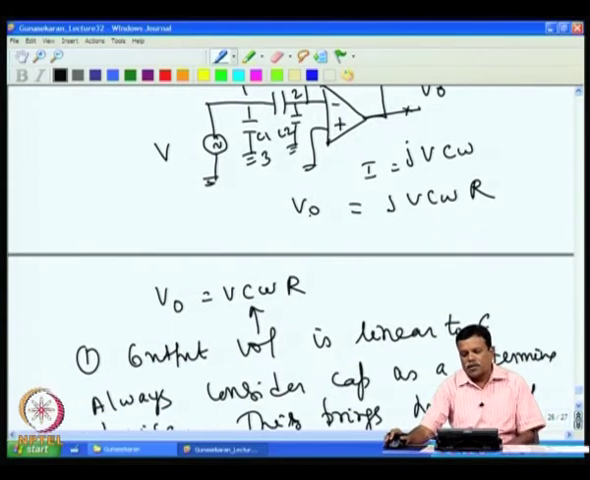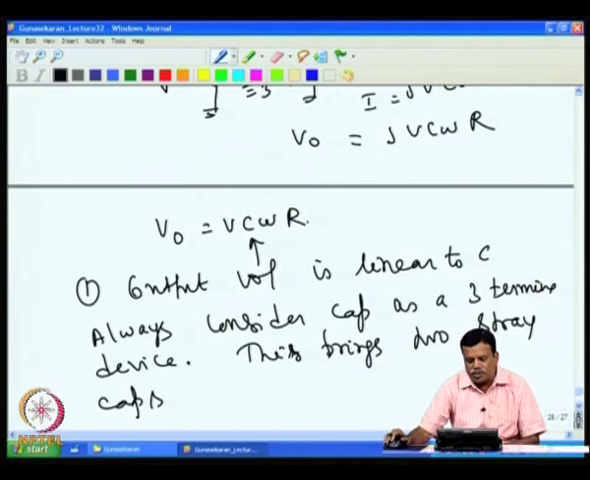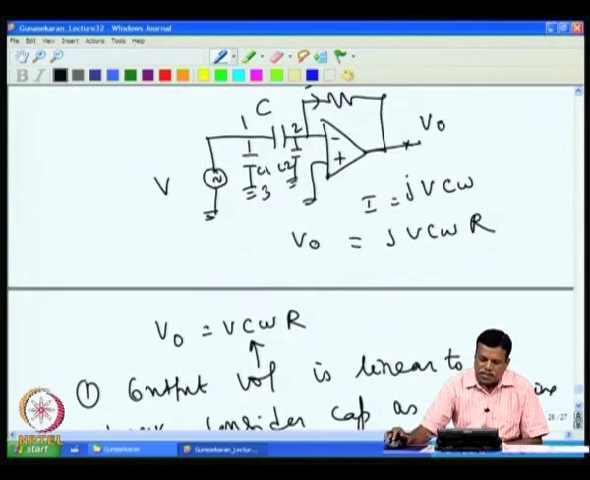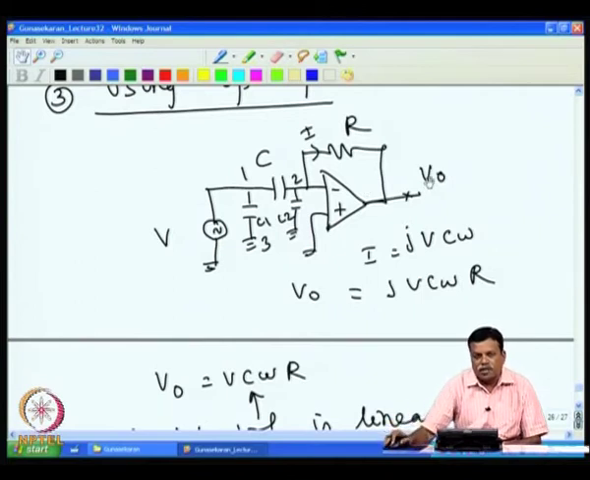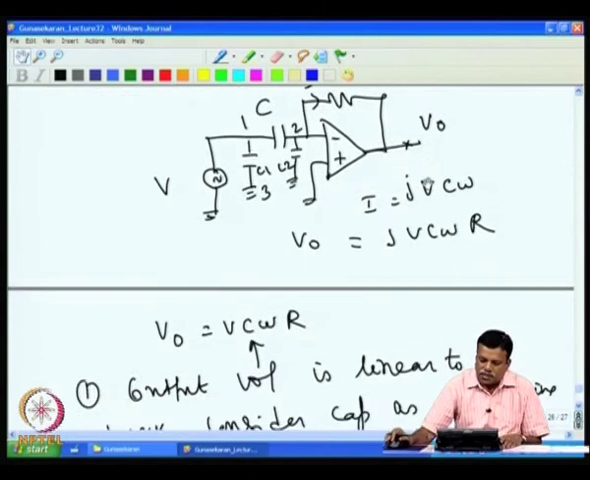Now, C1 and C2 are not producing any appreciable voltage at the output. This is because C1 only loads the source. As long as the source impedance is low, C1 has no effect on the output. Similarly, this point is at virtual potential, because this is 0, so this is also 0. So, no current flows through C2. So, C1 and C2 have no effect at the output. Obviously, the operational amplifier is a good device to measure capacitance. Inherently, it removes the stray capacitance effect.